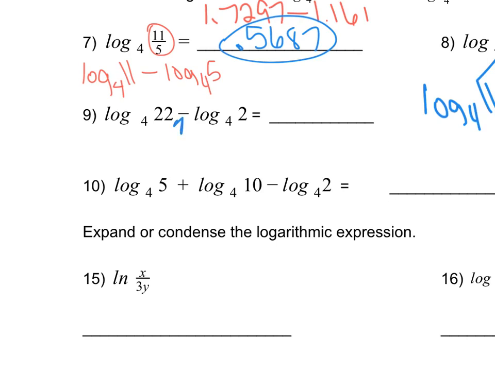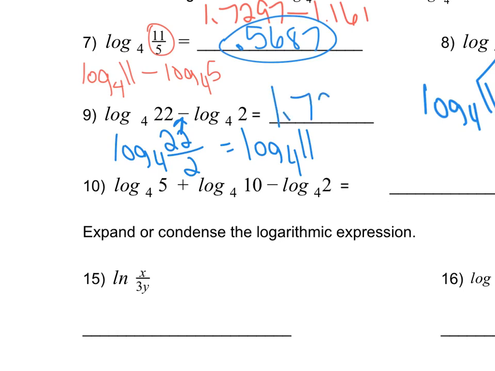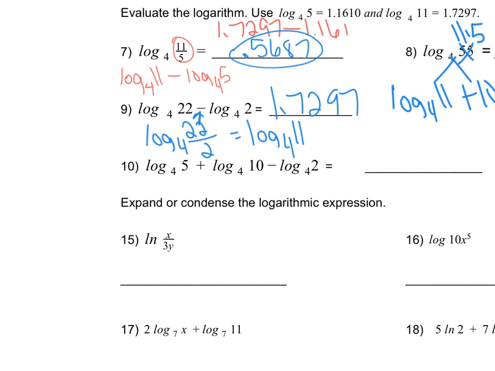Okay. Here on 9 and 10, we're going to do some condensing this time. Subtraction here in the middle tells us we need to divide. So we're going to have log base 4 of 22 divided by 2, because subtraction means division. 22 divided by 2 is just 11. So that's just going to be log base 4 of 11, which we know is 1.7297.